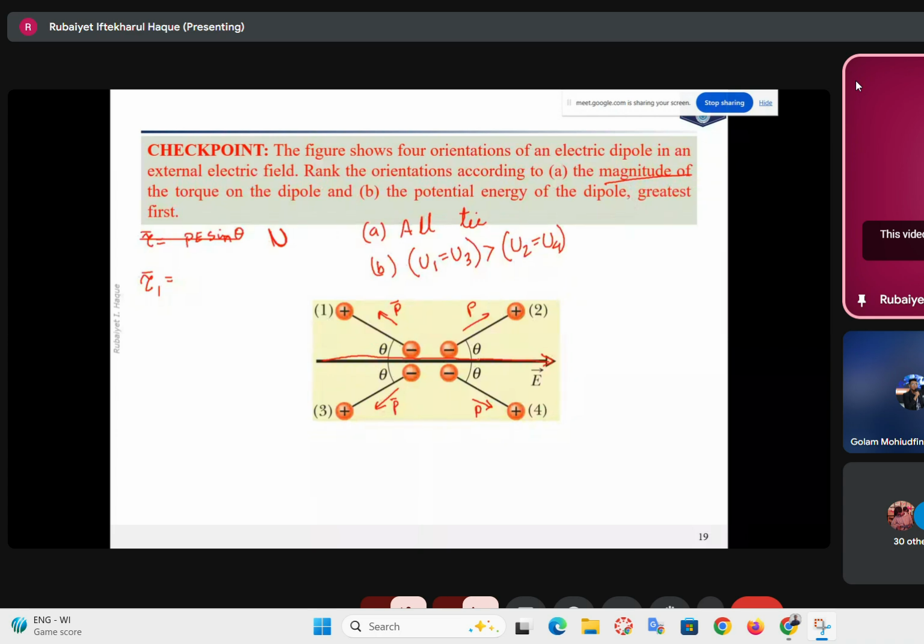Tau 1, if you calculate the angle that way, what are we getting? We are getting pE sin(180 minus theta). From here you are getting pE sin theta. If you calculate tau 2, you will get pE sin theta directly, no problem. Now come to tau 3. What are we getting?